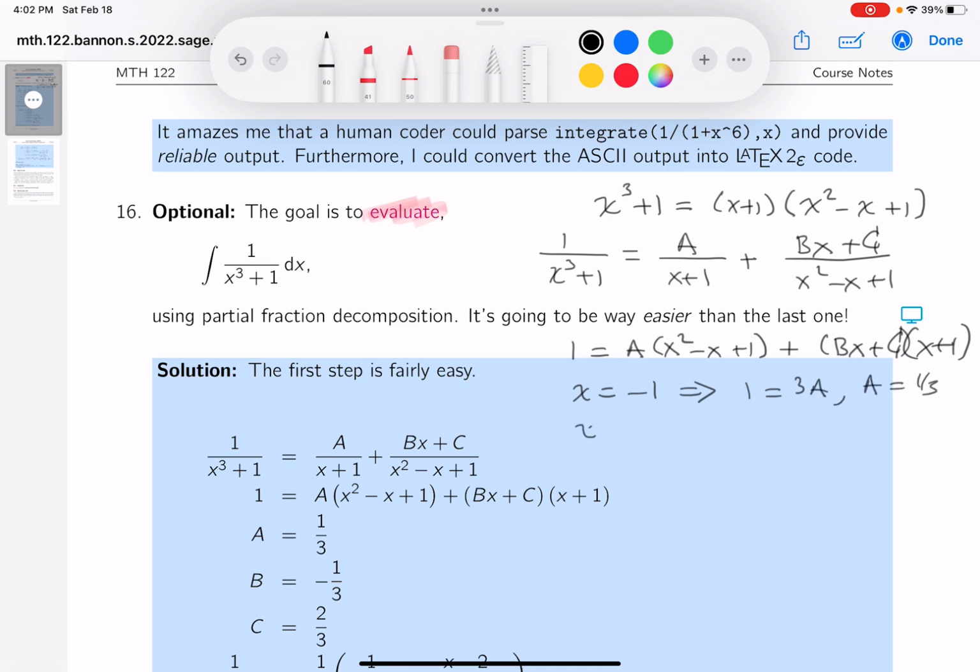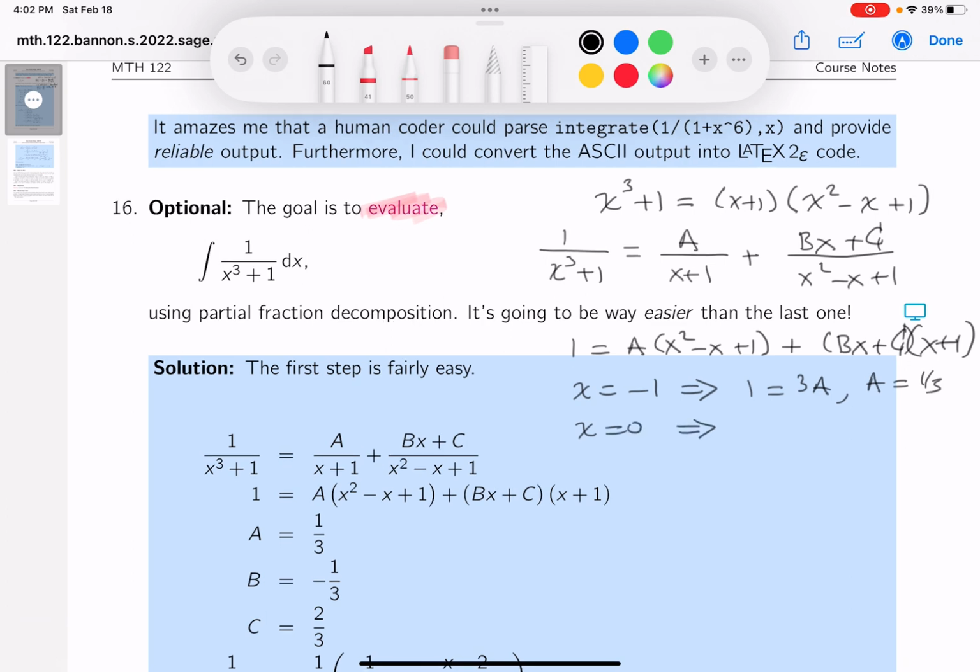The next number I choose is x is 0, because I think it's easy to deal with. And what would you get there? Well, you get 1 on the left side. And then you would get 1 times a, which is 1/3, plus c. And on the left it's just 1. So I know c is going to be 2/3 now. All right, I've kind of exhausted the easy numbers. I'll pick another number now.